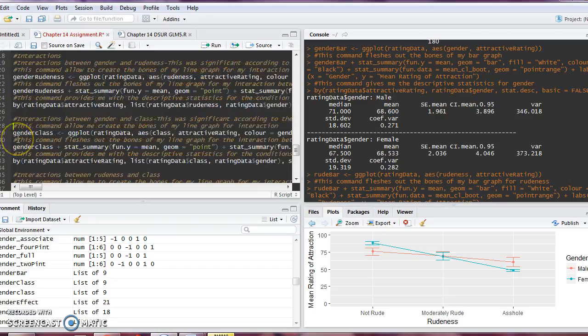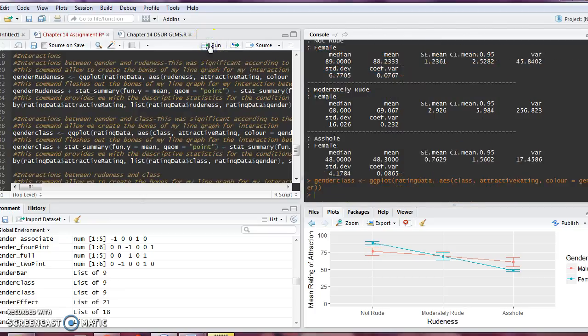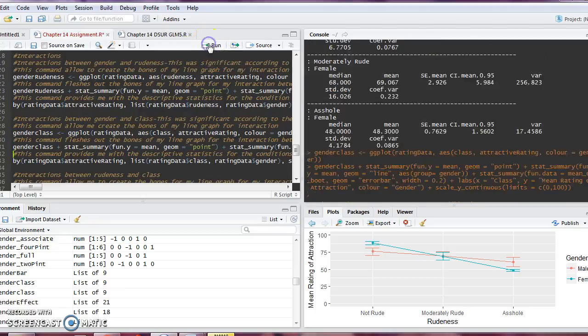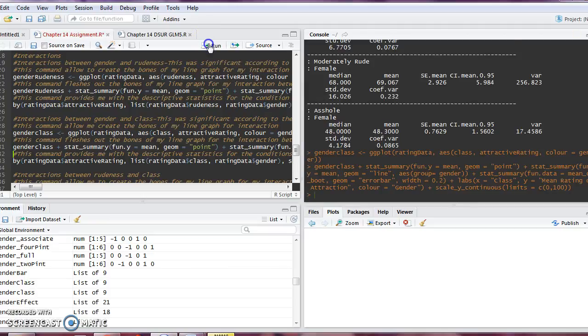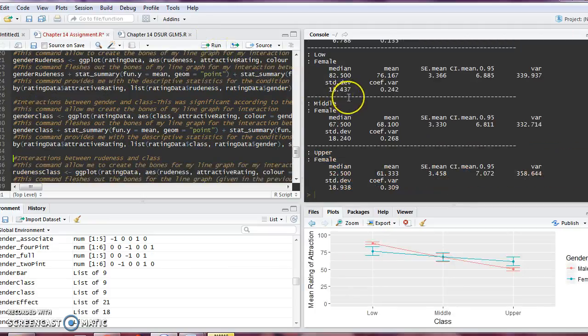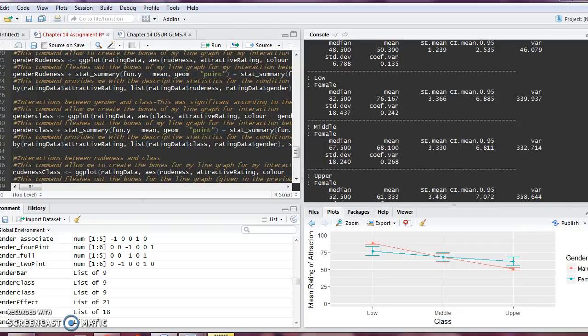So the first thing, like I did for the last one, I'm going to create a line graph. The first command is going to create the bones of it, and then the second command is actually going to flesh it out. And then I'm also going to get the descriptive statistics using the by and the list function just to see what's going on there.